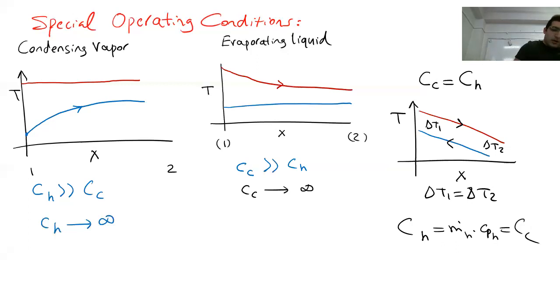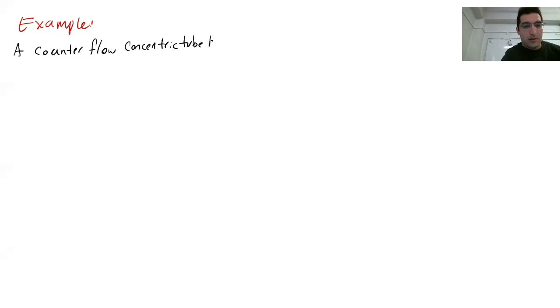So here we covered three special cases: if you have phase change, condensing or evaporating, and if you have the same heat capacity rate, what's going to happen. Now let's do one example on what we talked about so far and wrap up this section. The example we're going to solve is on a counterflow concentric tube heat exchanger. So we have a counterflow concentric tube heat exchanger.